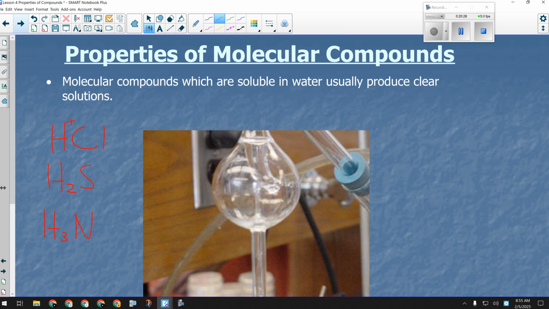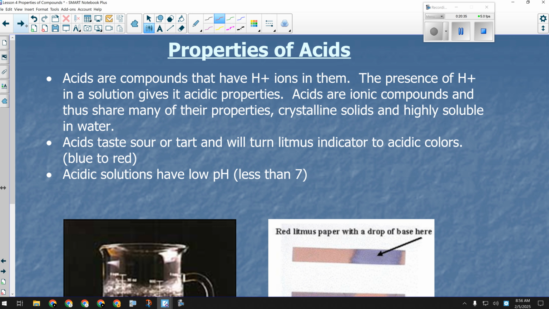Okay? So all acids, all strong acids, are going to have hydrogen acting as the metal. So acids are compounds that have H plus ions in them, and hydrogen is acting as the metal. That's H plus.